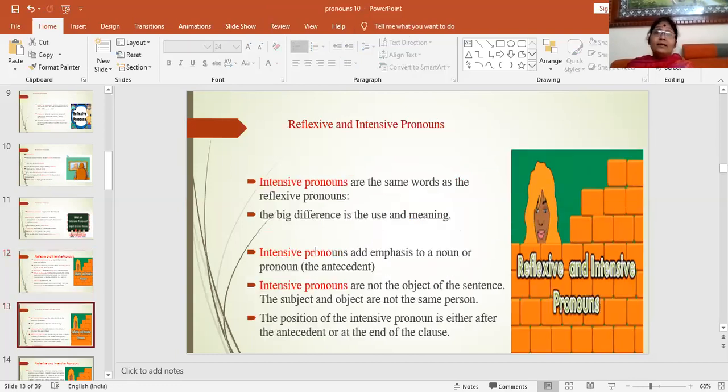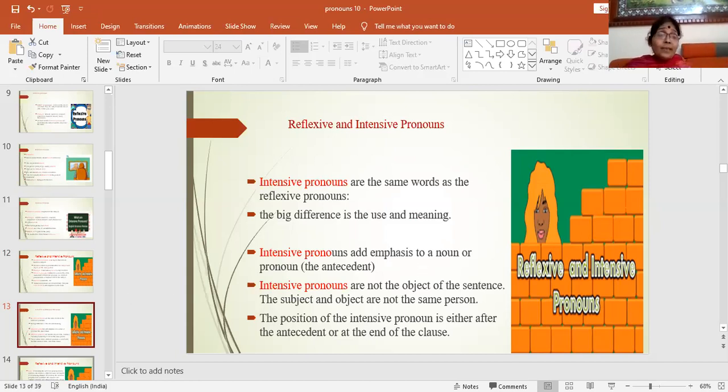So intensive pronouns are the same words as the reflexive pronouns. The big difference is in the use and meaning, right? So what we understand is that intensive pronouns add emphasis to the noun or pronoun, and intensive pronouns are not the object of the sentence. The object is the other one, right? The subject and object are not the same in an intensive pronoun. The position of an intensive pronoun is either after the antecedent or at the end of the clause, right?